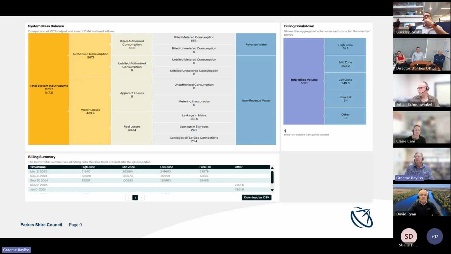But now the engineers at Ghost have moved on to producing water balances for our water system, which is becoming more useful.